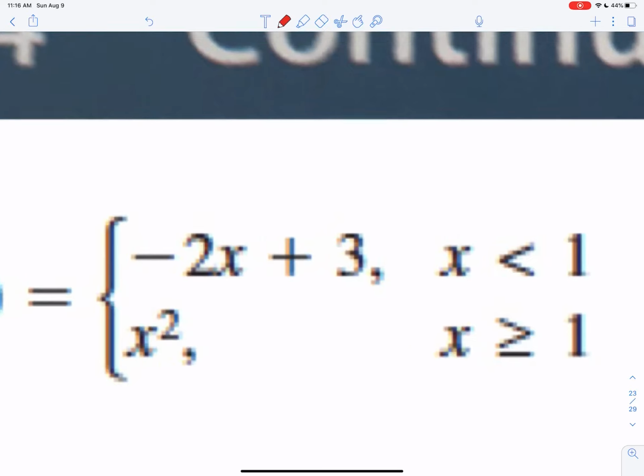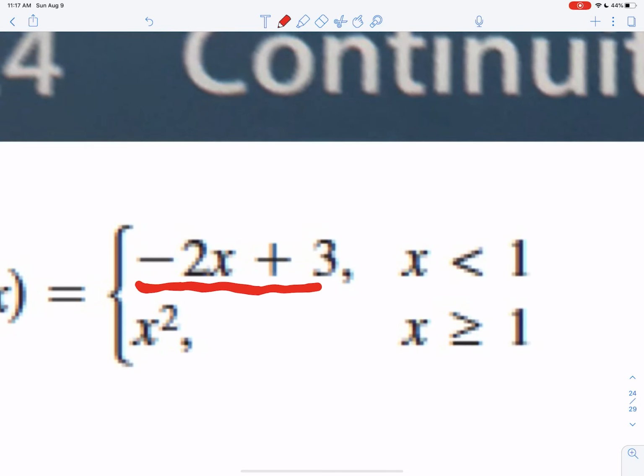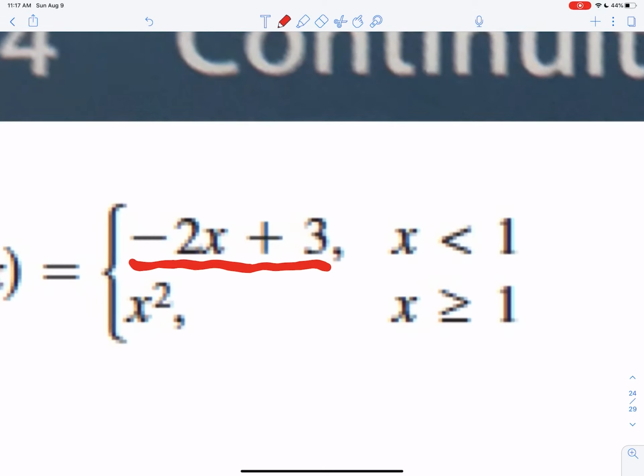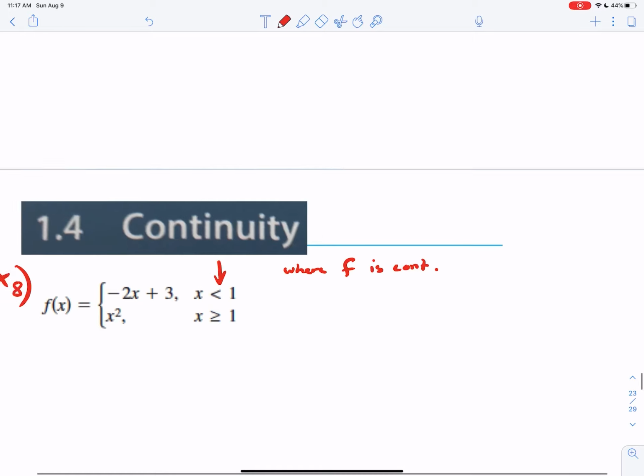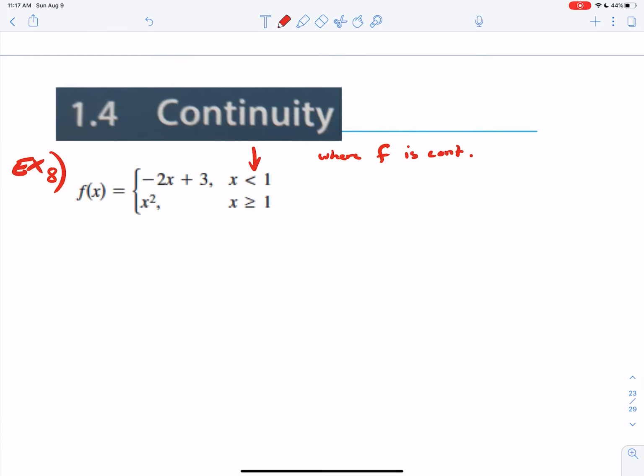Now, separately, negative 2x plus 3 does not have fractions or square roots, so we don't have to worry about it. Now, separately, x squared does not have fractions or square roots either, so we're good. But what makes this different is that value of interest. Okay? So this is where you have to go back to the definition of continuity. Okay? So look back if you need to, but here we go.